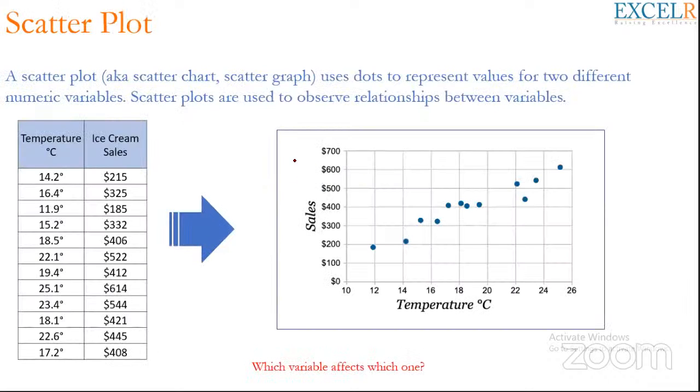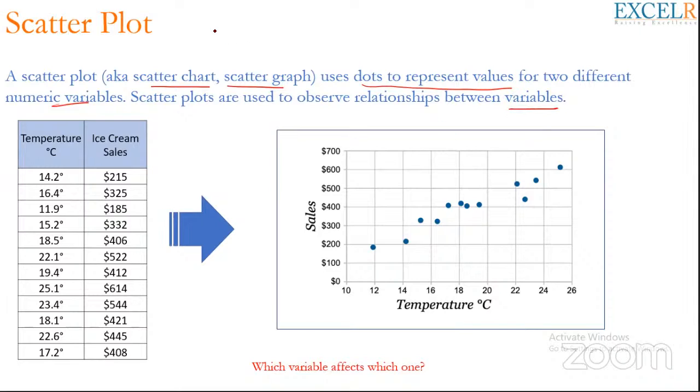The scatter plot is also known as a scatter chart or scatter graph. It uses dots to represent the values for two different numerical variables. Especially, the scatter plot is used to find out the relationship between two numerical variables. First of all, let us understand what a variable is. What do we mean by variable?